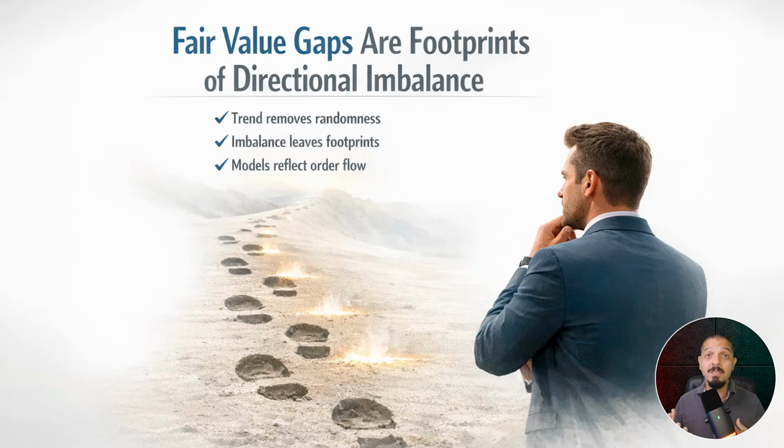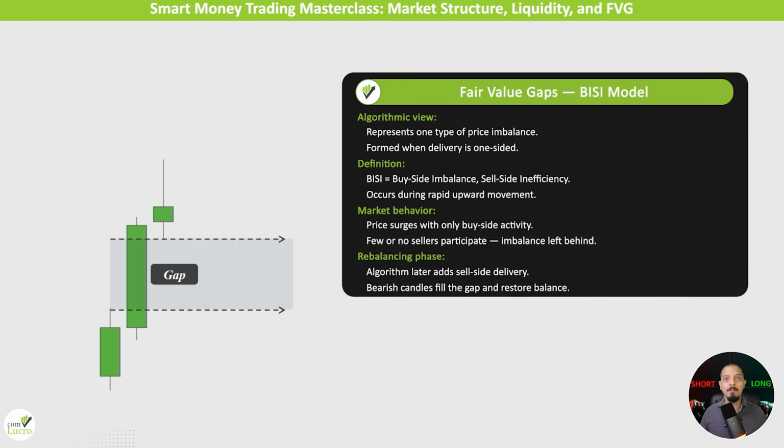These imbalances follow specific behavioral patterns, and they generally fall into two main models, each representing a different type of order flow imbalance in the market. The first model is BISI, buy-side imbalance, sell-side inefficiency. This occurs when price moves too quickly to the upside, offering only buy-side delivery. In this case, the algorithm drives price higher so aggressively that there's little or no opportunity for sellers to participate. As a result, the market becomes unbalanced, leaving behind a buy-side imbalance and sell-side inefficiency.